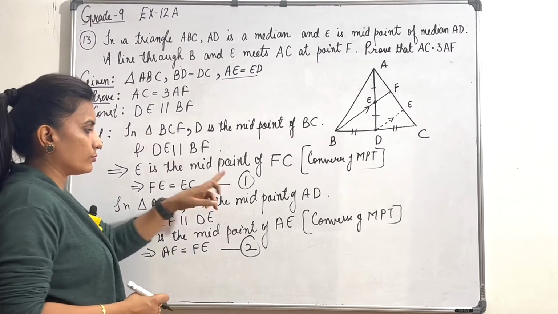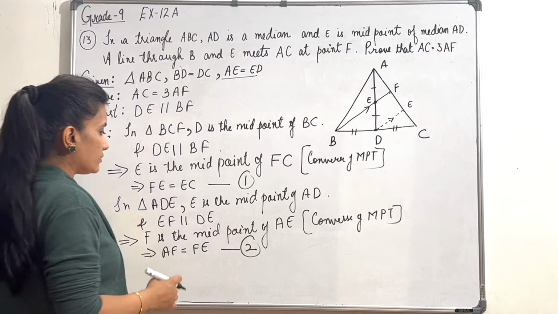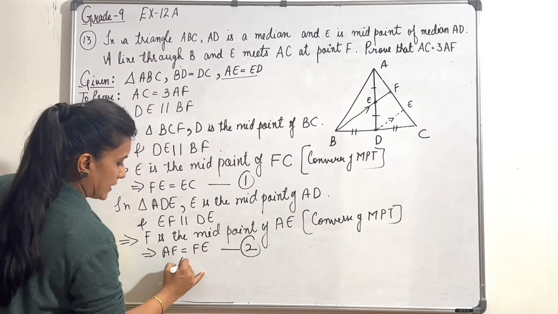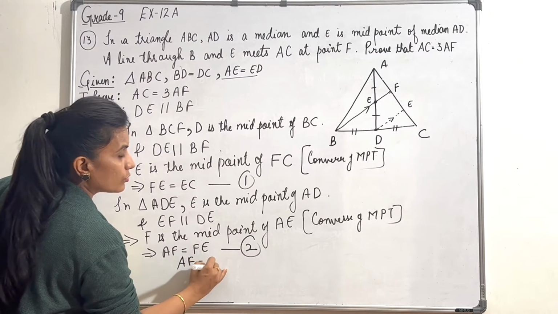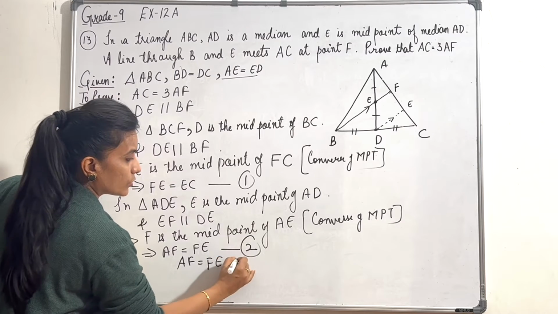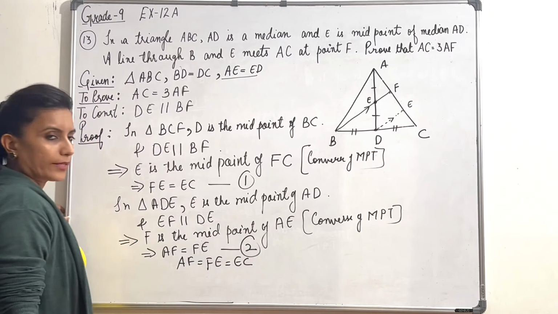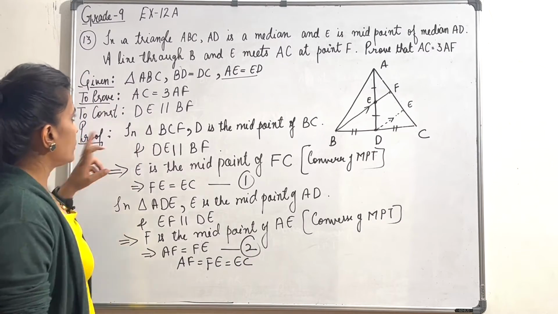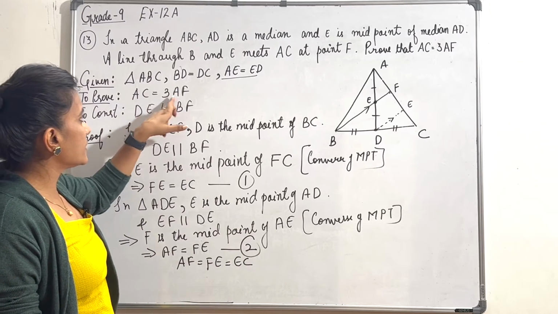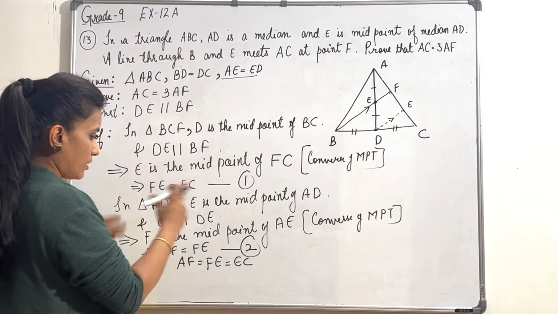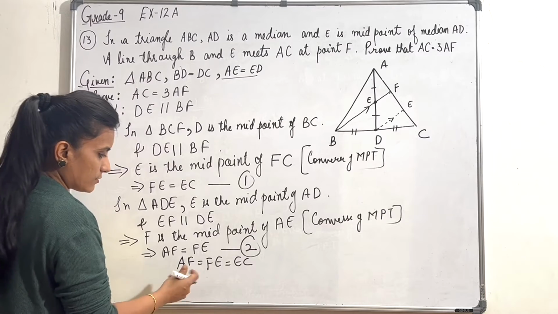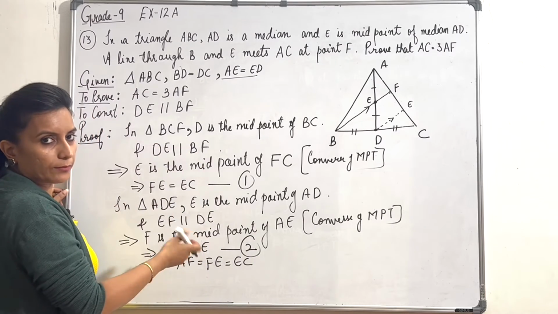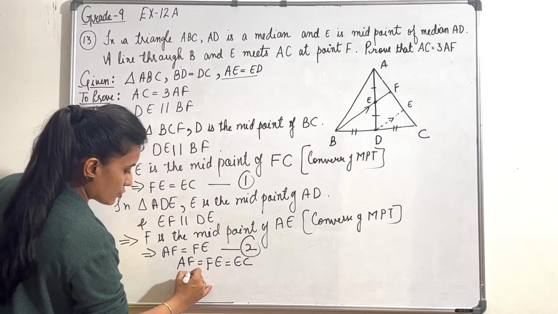Now from 1 and 2, what can you conclude? That AF is equal to FE is equal to EC, right? Now we have to show that AC is equal to 3 times AF. So how do we present our answer? See, from this it is understood, right? But we have to write and show.